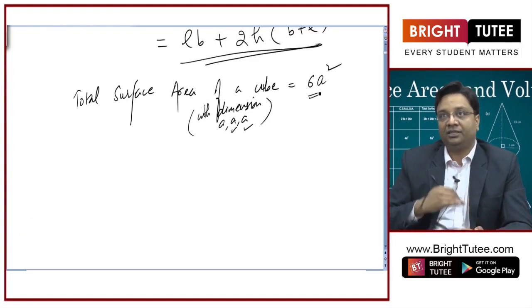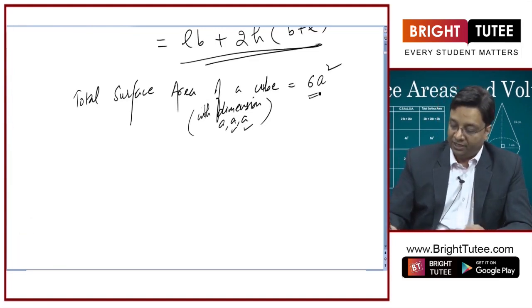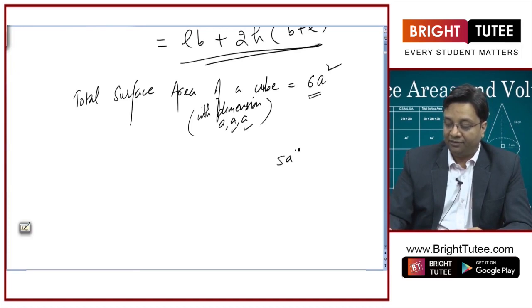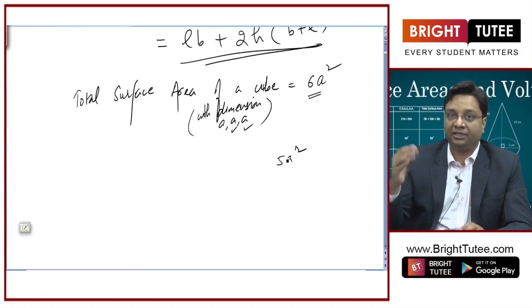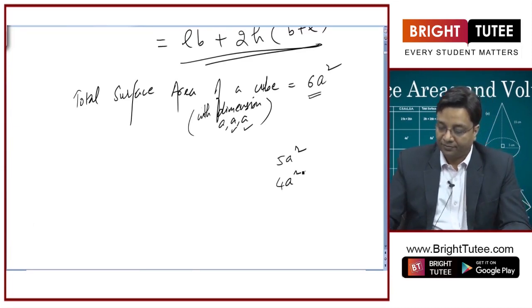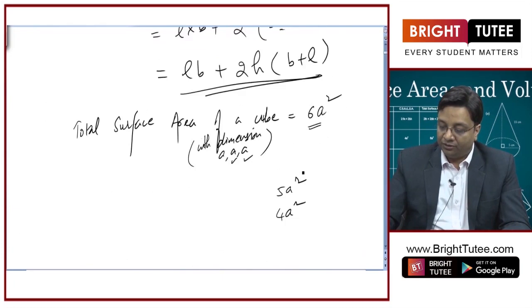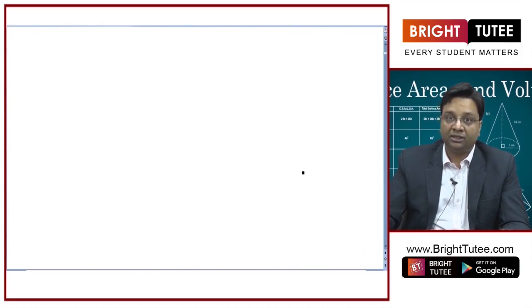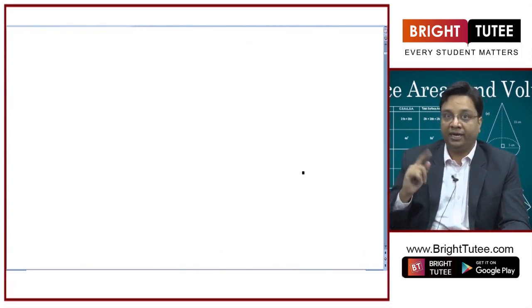If, let us say, one of the surfaces is missing, then the surface area will become 5A square, right. We will not consider that face that is missing. If two faces are missing, the surface area will become 4A square, right. Okay. So, this was about the introduction to surface areas of a cube and a cuboid.